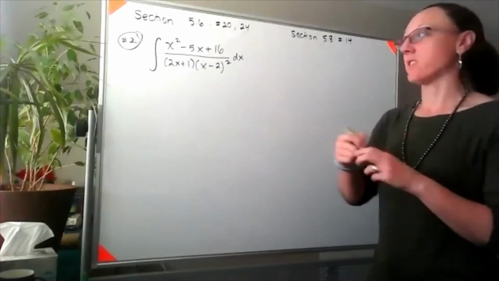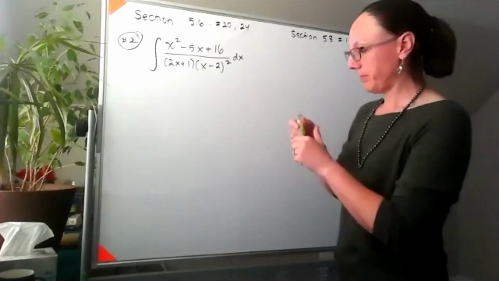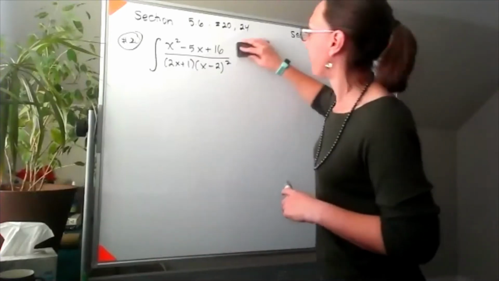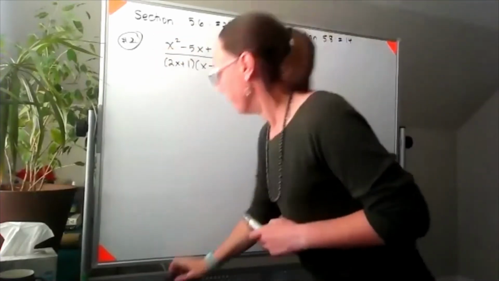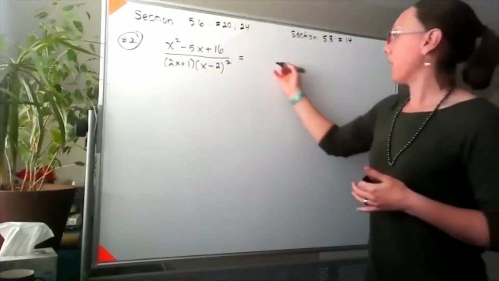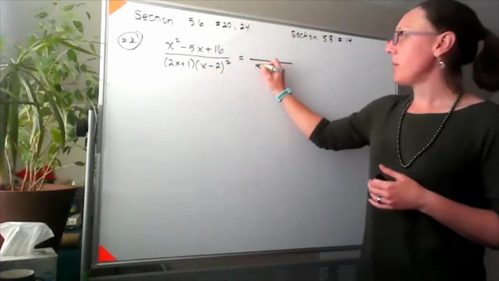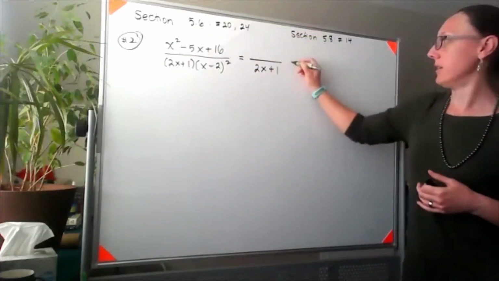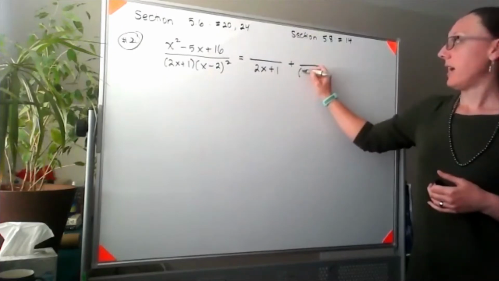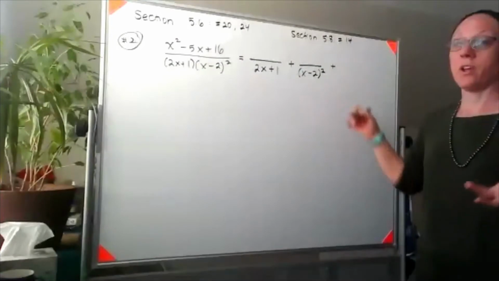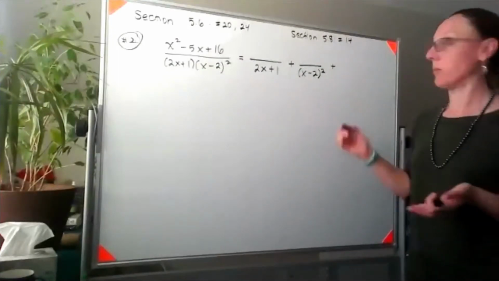So when I break this denominator apart, because I'm a little short on space, I'm going to get rid of the integration symbol. When I break that denominator apart, I'm going to end up with a 2x plus 1 term, an x minus 2 squared term, and then also a regular x minus 2 term.